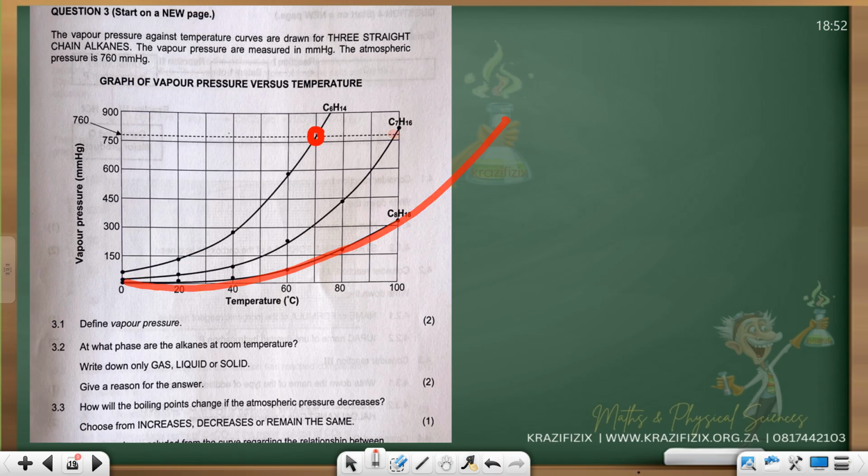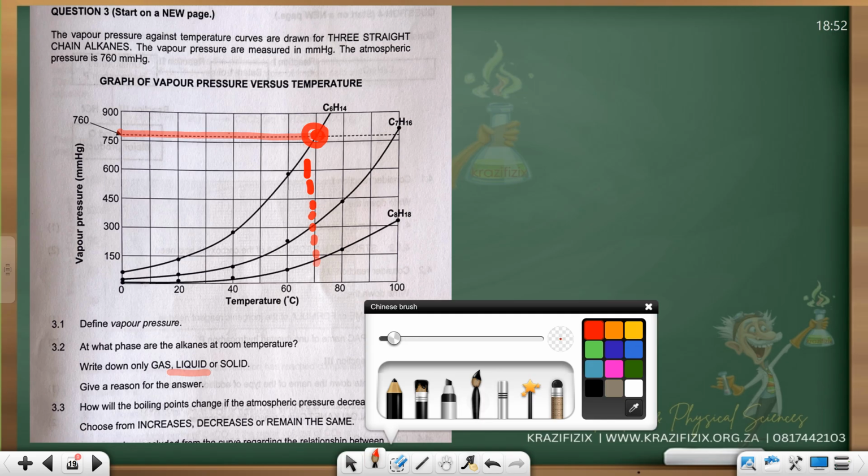So that point of intersection is the temperature at which the vapor pressure, and these are all vapor pressures, is equal to the atmosphere. So that is our boiling point. So it will boil here, but room temperature is about 20 degrees. So it's not boiling at all. So it is what? Liquid. And correct answer.